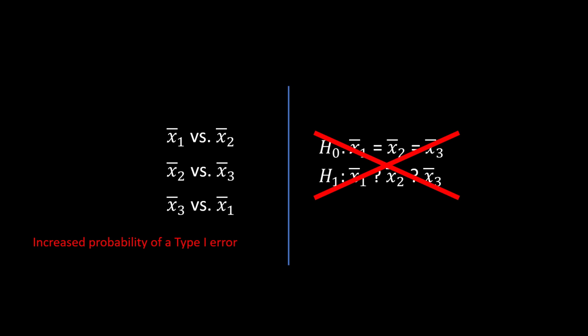What we need is a way of comparing all means simultaneously that doesn't actually make use of these means in the calculations. The technique we use is called analysis of variance, or ANOVA.